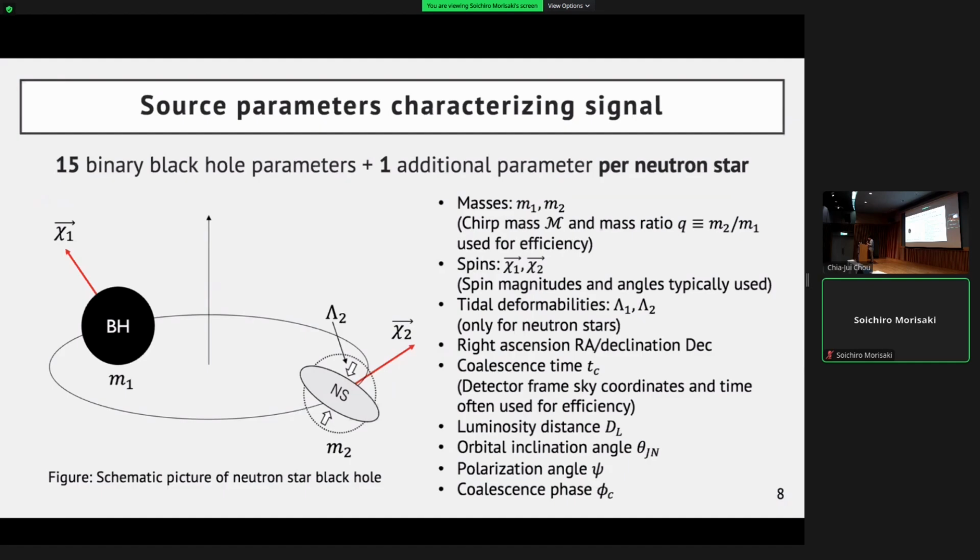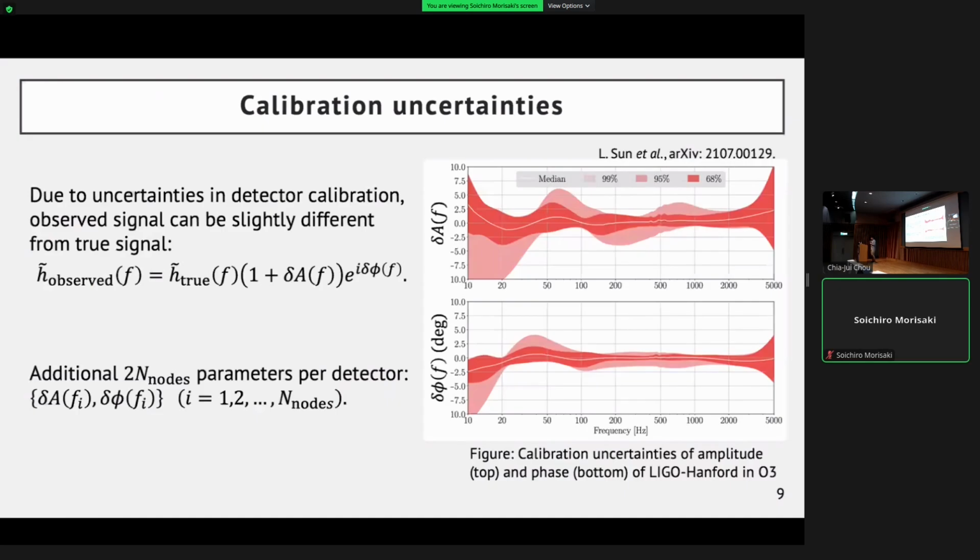This is a bit technical, but I would like to also mention that in real parameter estimation analysis in the collaboration, we use slightly different parameterizations for masses and spins and right ascension, declination and coalescence time to improve the efficiency of the analysis. They are explained in brackets in this slide. Okay, so that's all for the physical parameters.